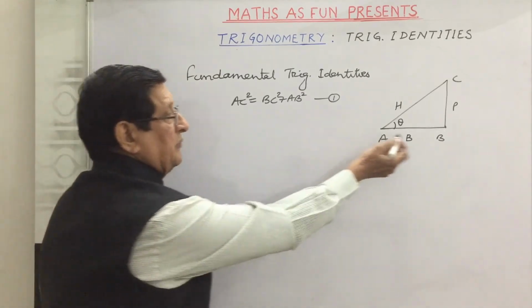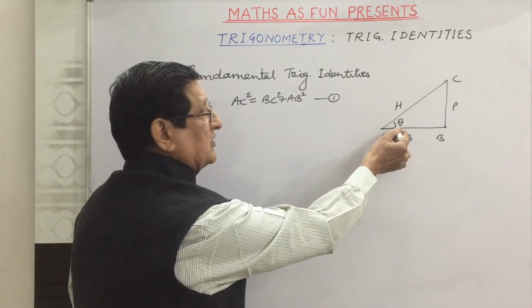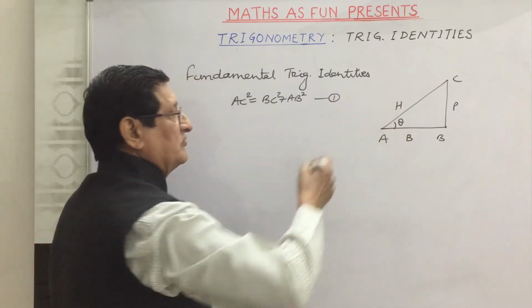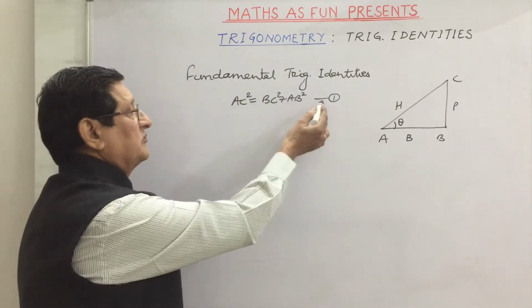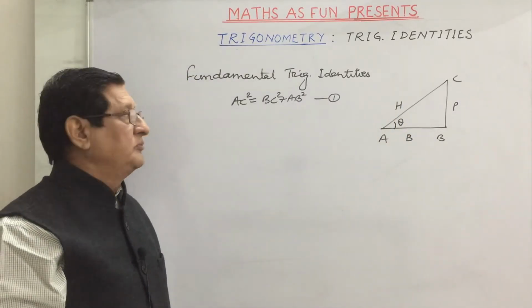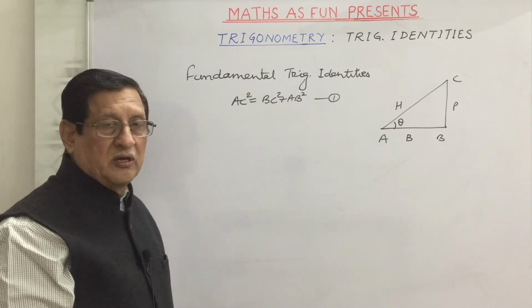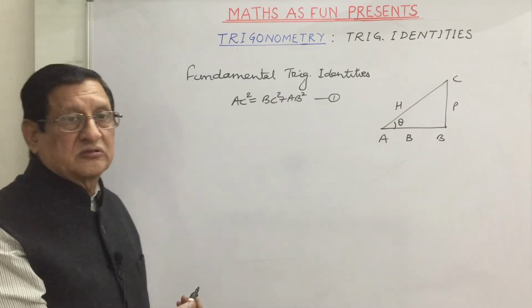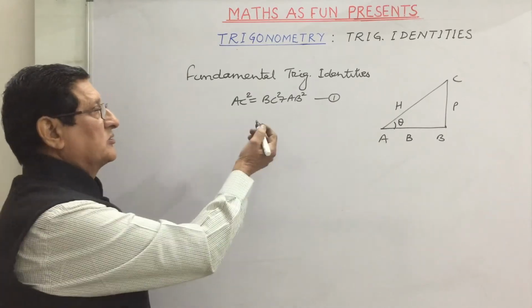We had the triangle ABC. Theta was this angle, perpendicular, base and hypotenuse we considered, and then we made the equation number 1 as AC square equal to BC square plus AB square, and we could find out the proof of the first identity. Let's go to the second one.